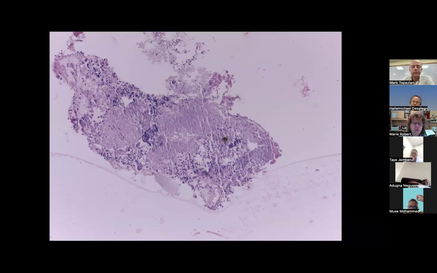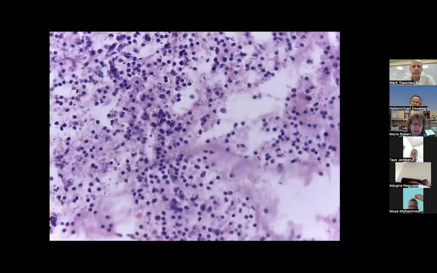And if you go to the next slide, this is a higher magnification. All these purple dots are the cellular component of this aspirate. These are all inflammatory cells. So there's nothing in here that is, now I realize this is of a lymph node, right? It's not the pancreas itself. Peripancreatic and pericholecystic lymph nodes.